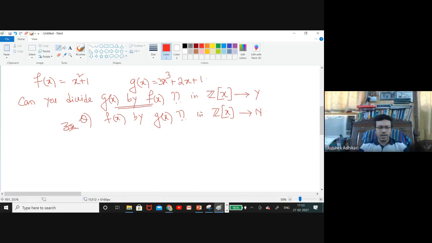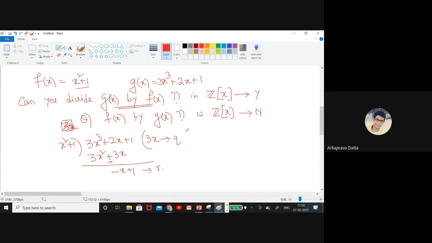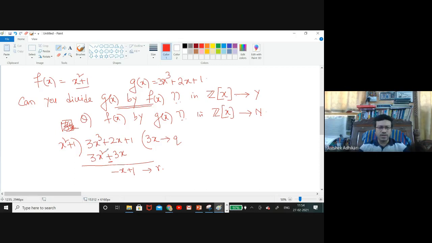Okay, let us try to have this. First of all, here f(x) is this and g(x) is this. So how can I divide this? The same division algorithm that we usually follow. Here I put 3x, then it becomes 3x squared plus 3x, and this will be minus, giving me minus x plus 1. So this will be my quotient q, and this will be my remainder. So here we can divide it.